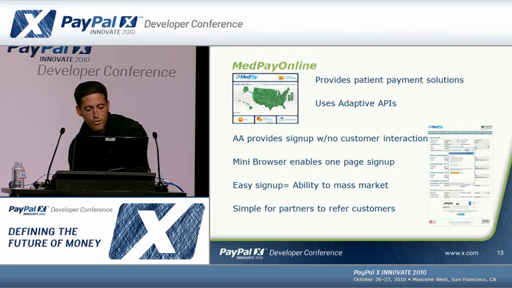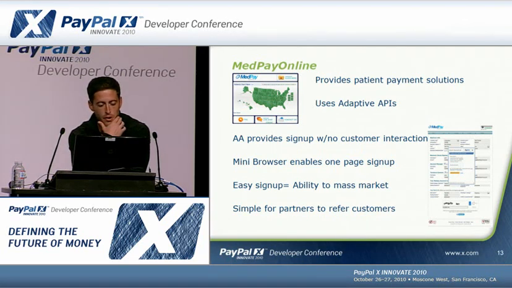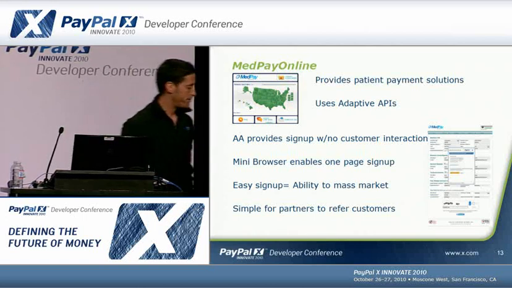The mini browser specifically creates a one-page sign-up, so we don't ever have to redirect anyone anywhere, which is usually a pretty good thing. Keep it simple if you keep it on one page. And as I mentioned, the easy sign-up gives us the ability to mass market. In addition, it's really easy for our partners to refer customers. So that's how we use adaptive accounts, and it's really useful for us. So thanks.